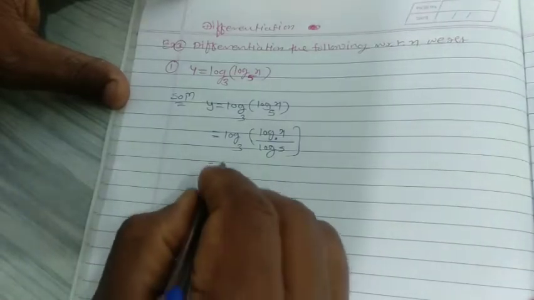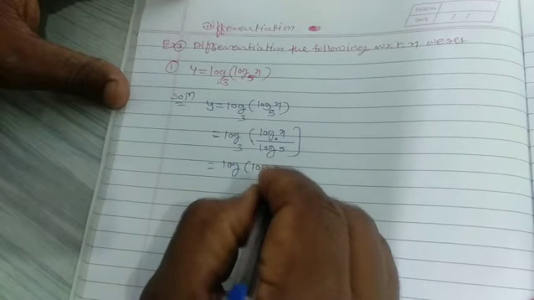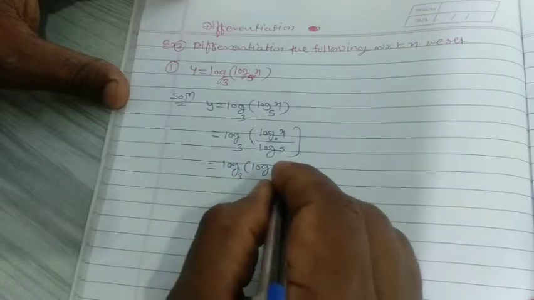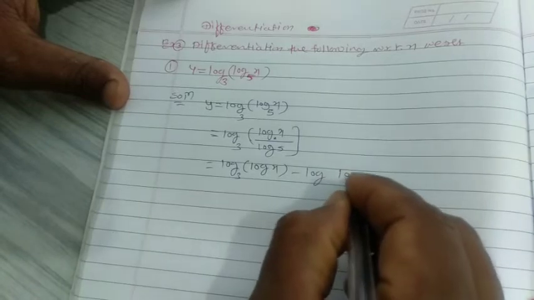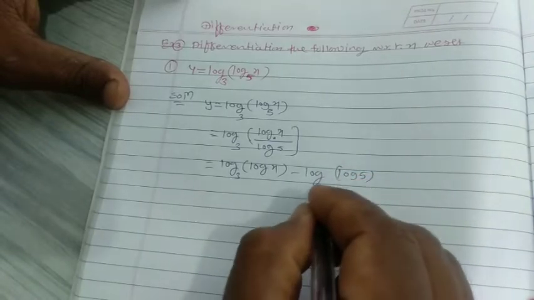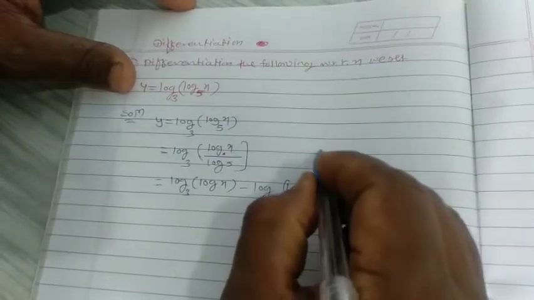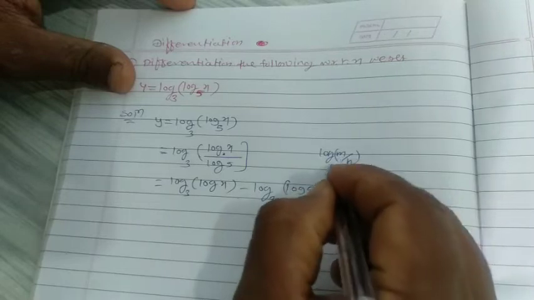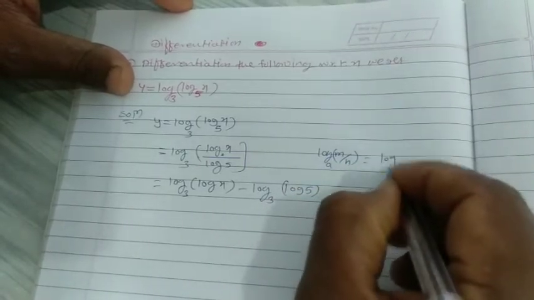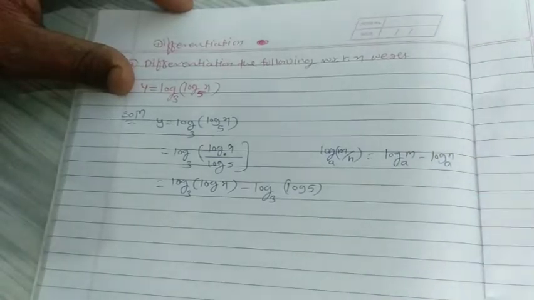Now using the property of log, log of x to the base 3 minus log 5 to the base 3. Here we use the property of logarithm: log of m upon n to the base a is nothing but log of m to the base a minus log of n to the base a.